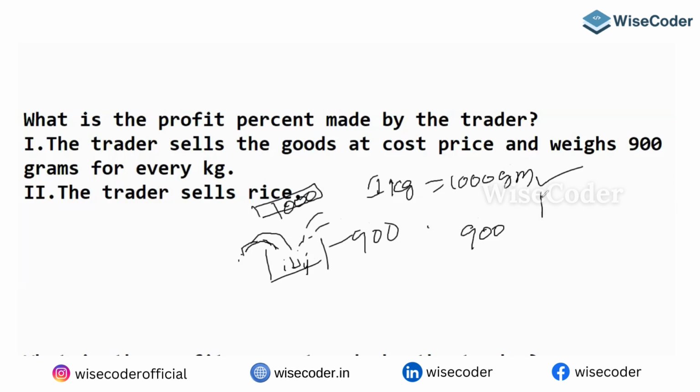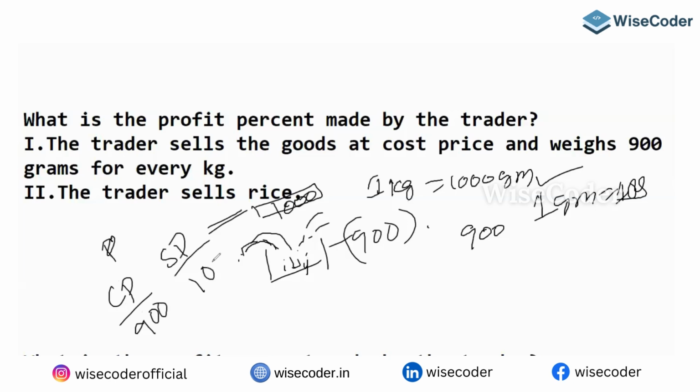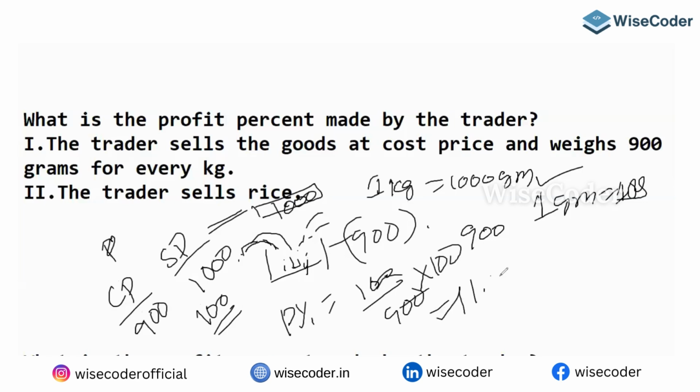Let's say 1 gram equals 1 rupee, so how much are you going to pay? You are going to pay 1000 rupees. But look at how much he poured in the bowl, 900 grams, which means the cost price of the trader is 900. The selling price of the trader is what? 1000. So how much profit is he getting? 100 profit. So what is the profit percentage? 100 by cost price 900 into 100. That will give you 1 by 9, which is 11.11%. That's it. Finished.